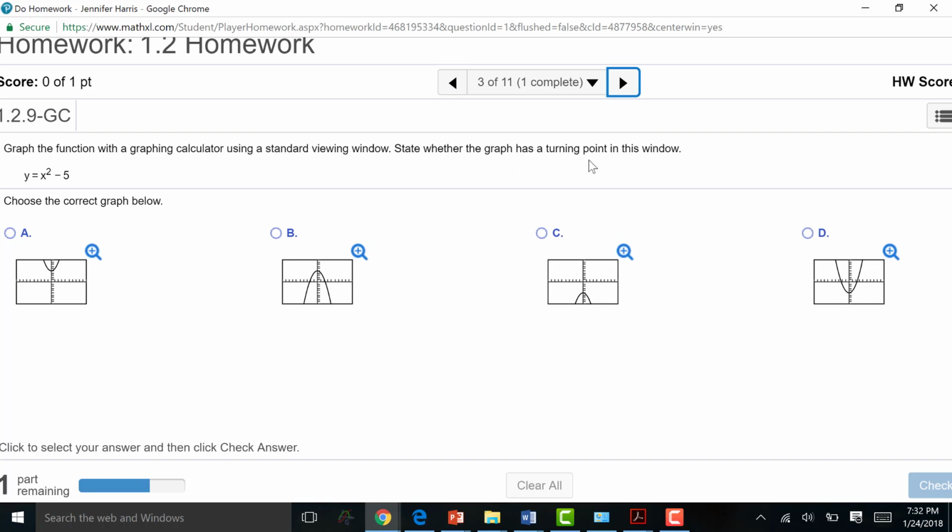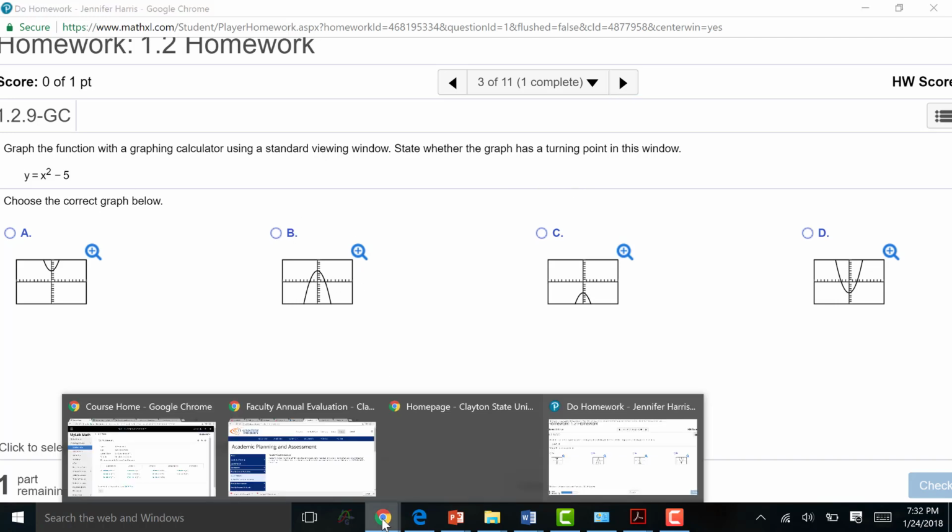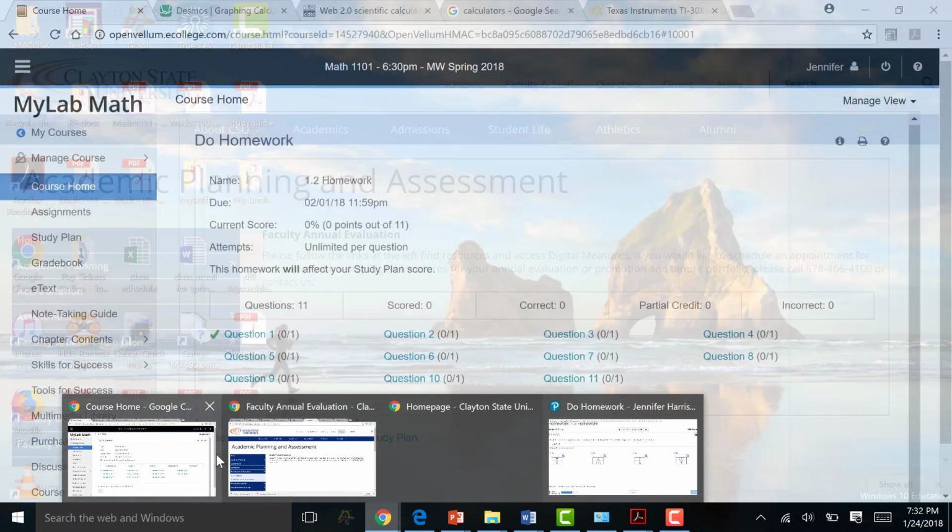State whether the graph has a turning point or not. What's a turning point? Think logically for a second. Where it changes directions? If it's going up, is it gonna turn and come down? That's a turning point. So if you look at Desmos and it says, where's the turning point? Let me go to Desmos again because I want you to see that particular one.